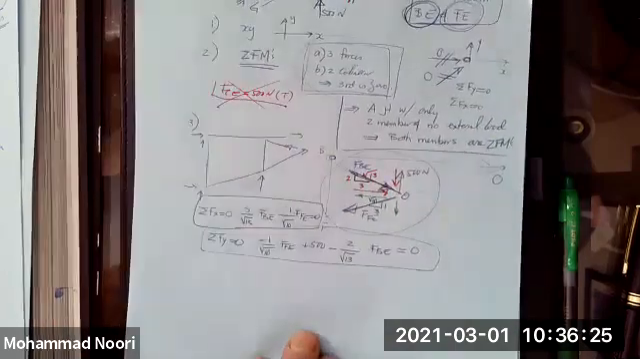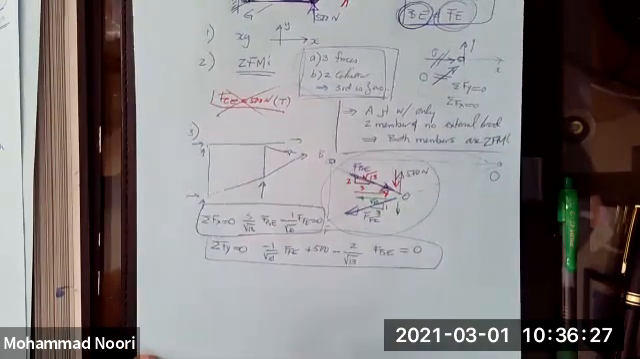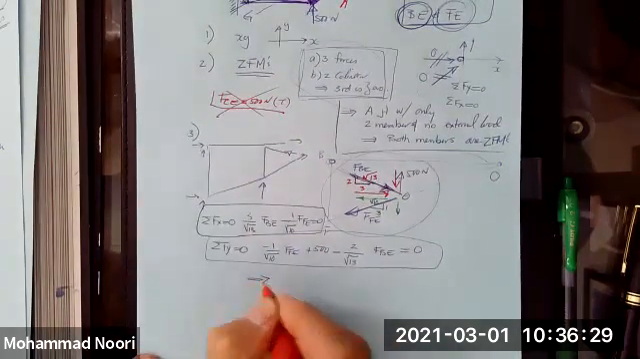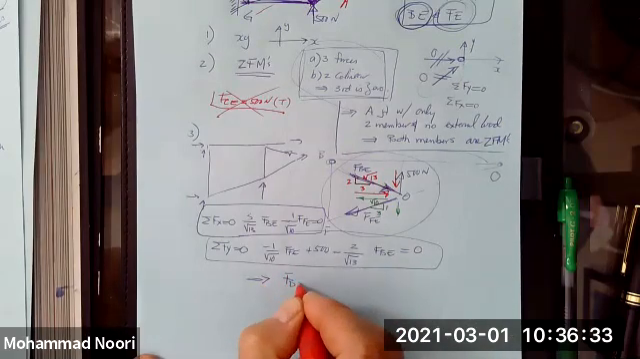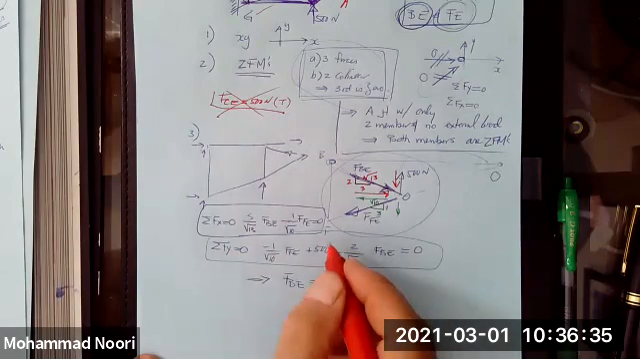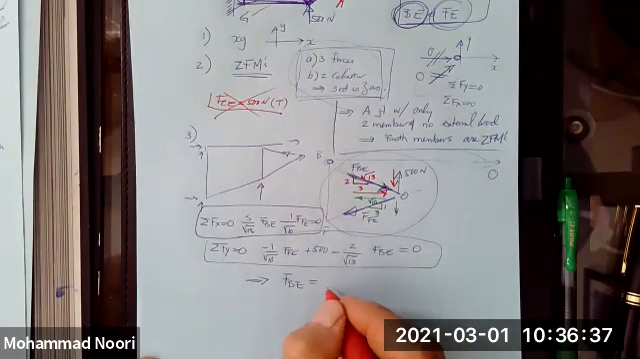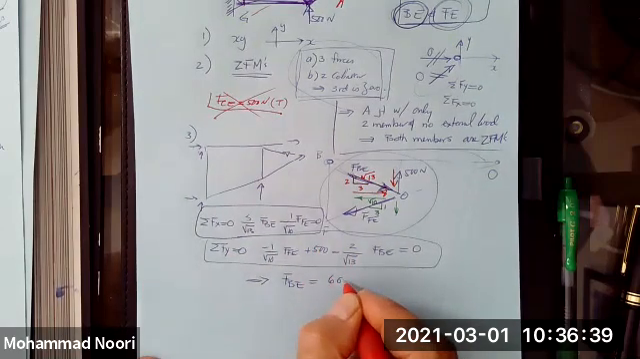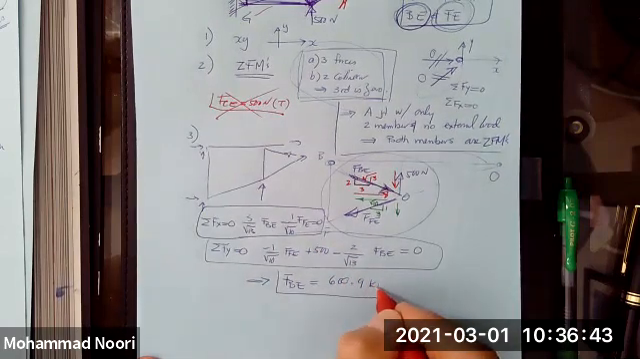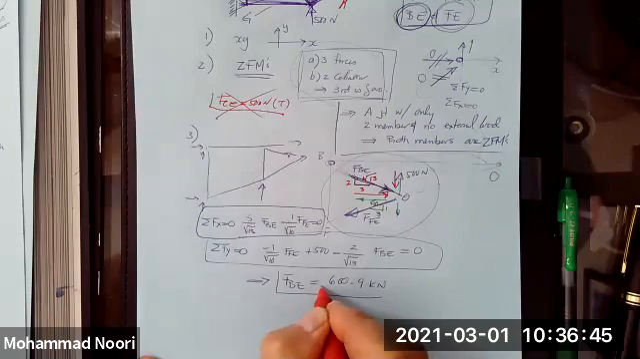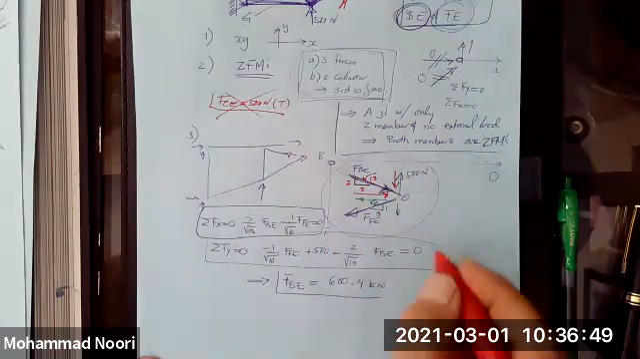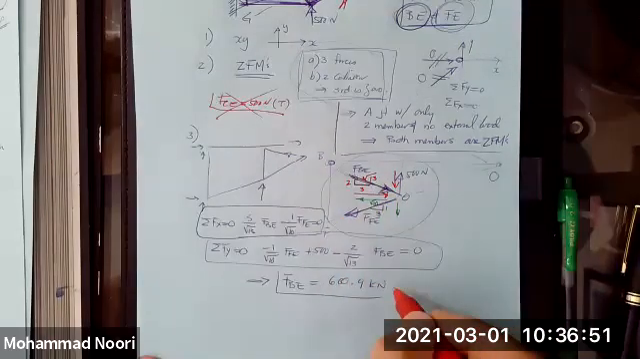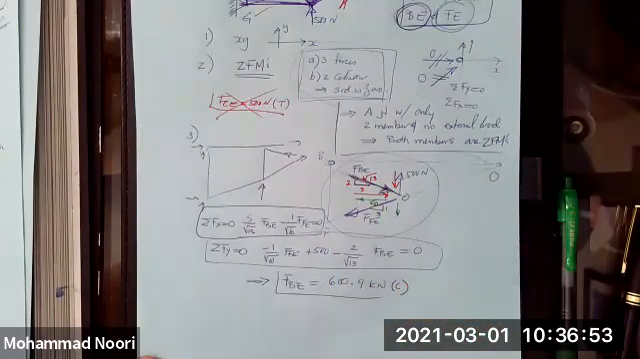If you solve for these, you'll see that F of BE comes out to be positive, that is 600.9 kilonewton. It came out positive, so that means the assumed direction was correct. The force is coming towards the joint, so this is in compression.